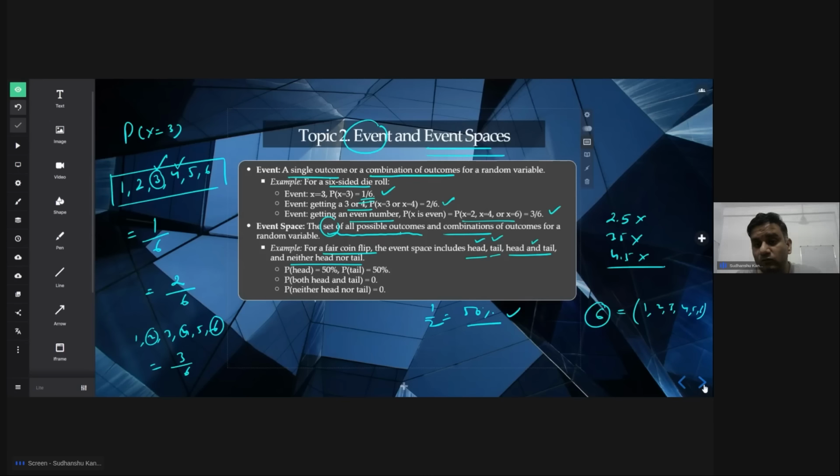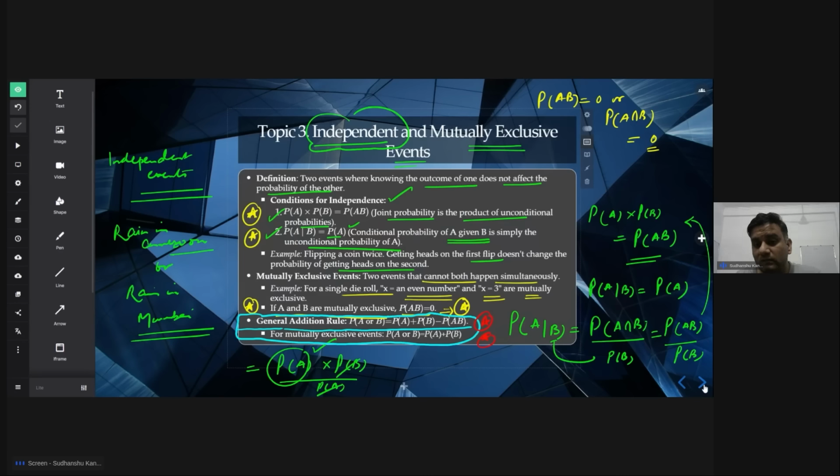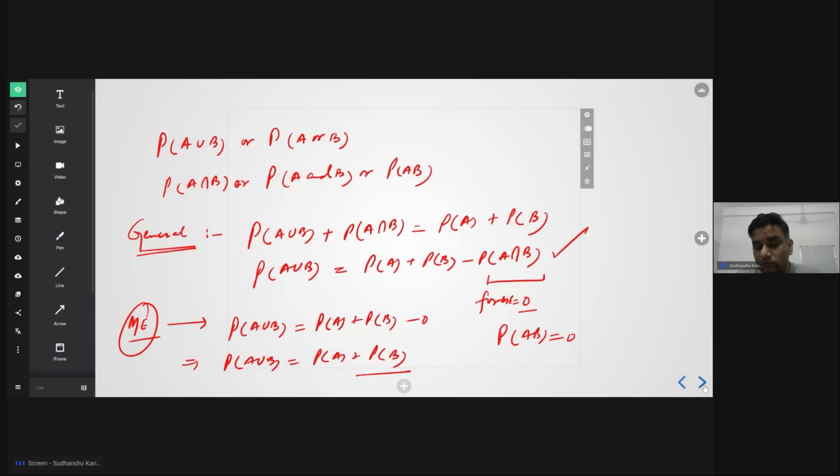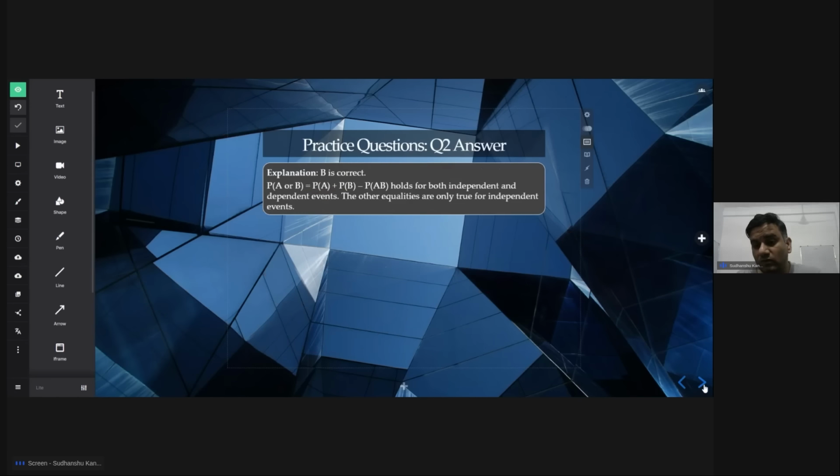And then we moved to events and event spaces. We understood what events and event spaces are. Then we moved to the practice question for that. Then we moved to independent and mutually exclusive events. I made a lot of stars, almost 6 stars here. Please focus here, guys. It is very, very important. They will test you on this. Then I gave you some understanding of the general formula, mutually exclusive kind of thing. Then we did the practice question, we solved the numericals.